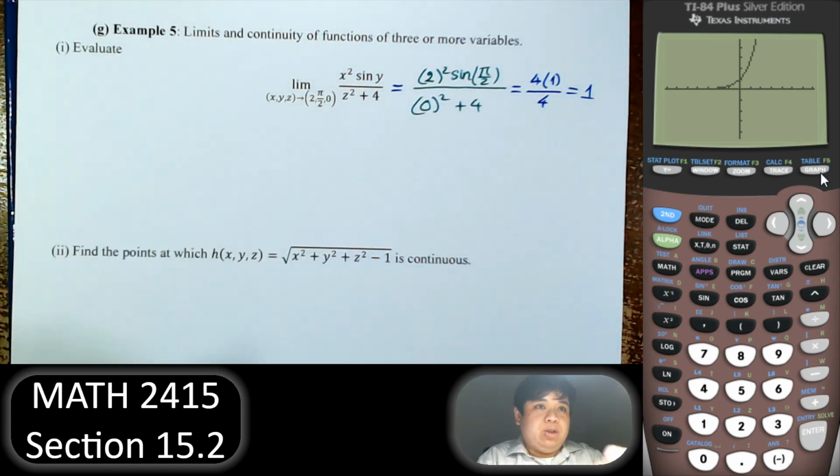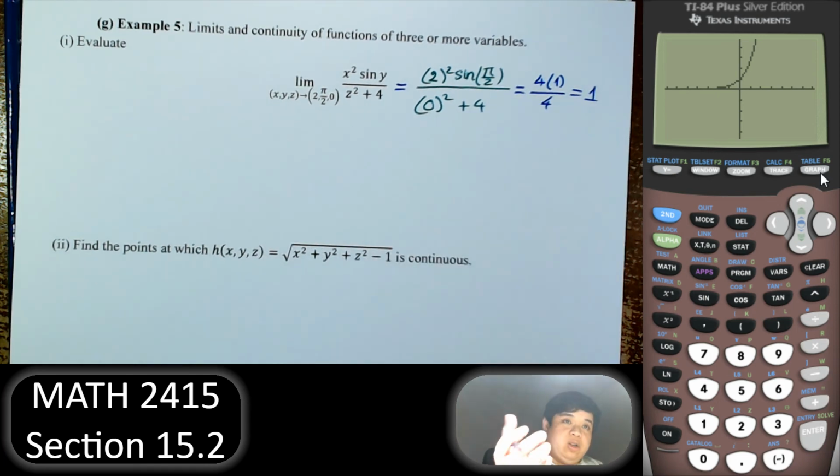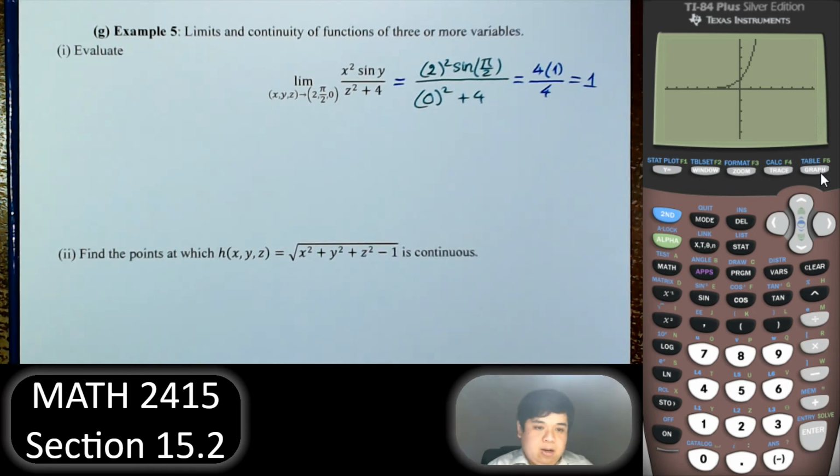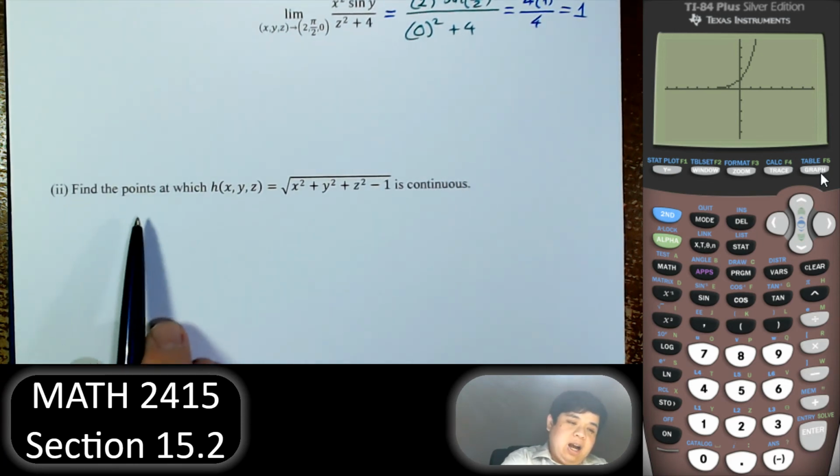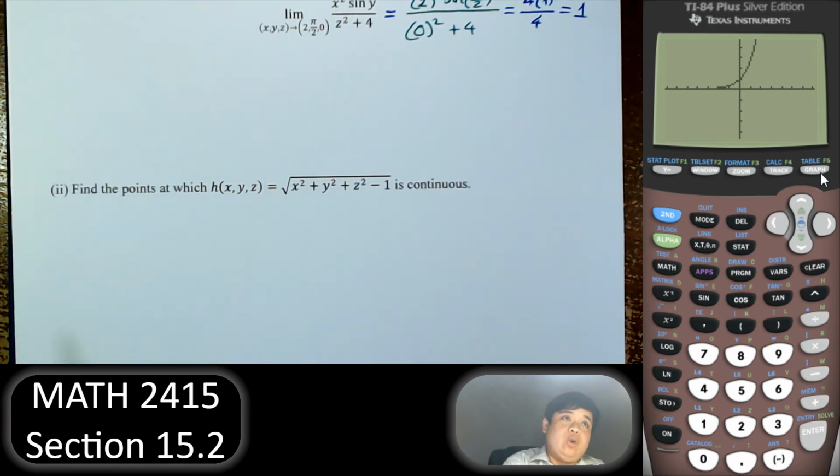Remember, 3-dimensional space for x, y, and z, and we have 3 independent variables. There will be one more dependent variable. Put them together, that's 4 dimensions. We cannot graph it, so too bad. But we put in the numbers, it is defined, so that will be the limit. Right. Next, find the point at which this one is continuous.